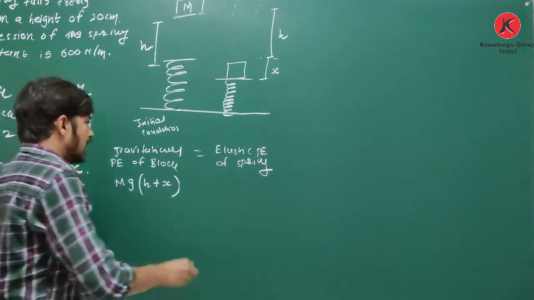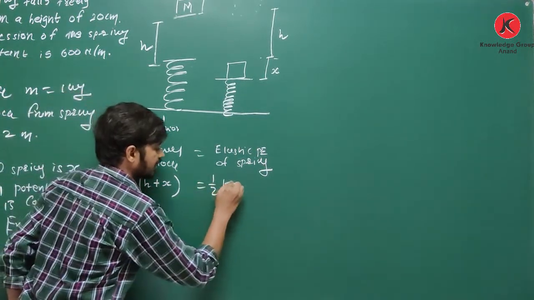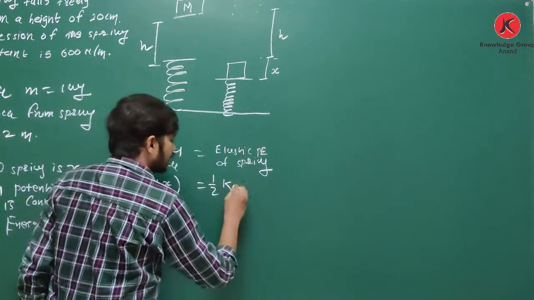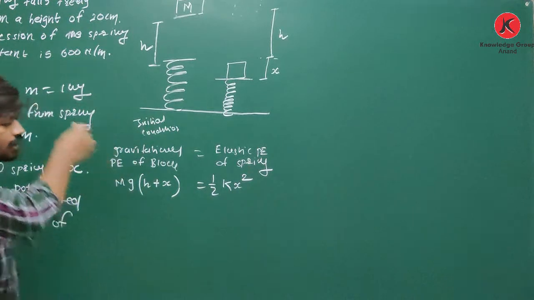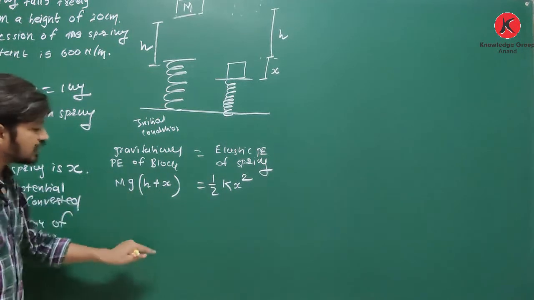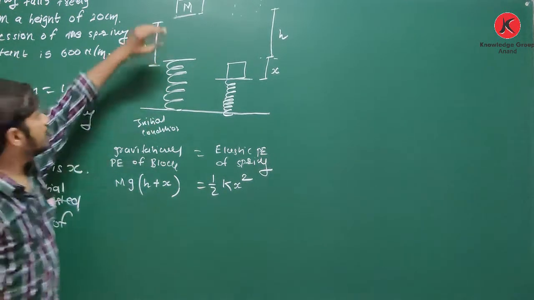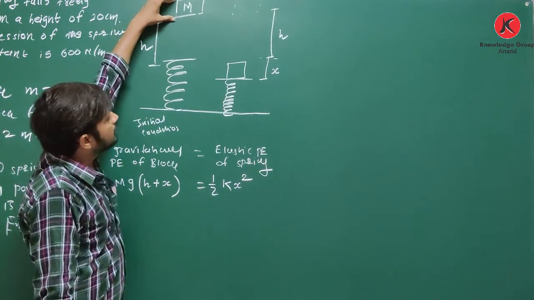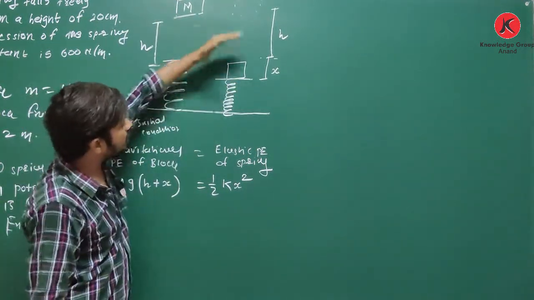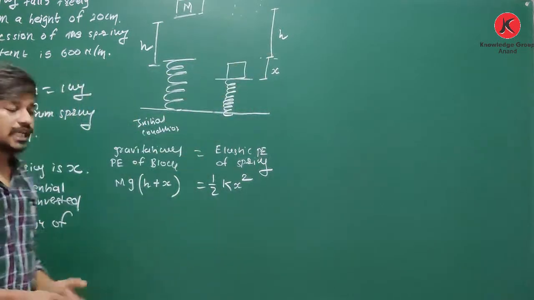Now it is easy. It is equal to half k, the elastic potential energy of the spring. What is the compression of the spring? It is only x, so it is x squared. You have to take care about this equation. Why is it h plus x? Initially the block is here, the spring is compressed, so the height covered by the block is h plus x.